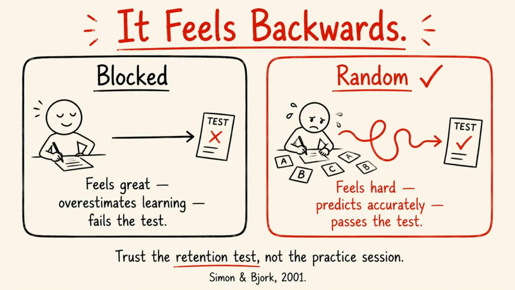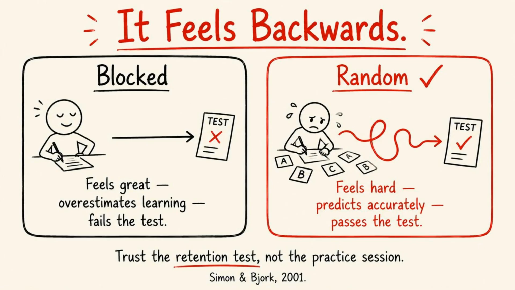The blocked group, who performed smoothly in practice, confidently predicted they'd do well, and then underperformed on the test. The random group, who'd struggled visibly in practice, predicted their test performance accurately. Think about what that means. Blocked practice doesn't just produce weaker learning, it actively fools the learner into believing they've learned more than they have, because they use their smooth practice performance as the gauge.